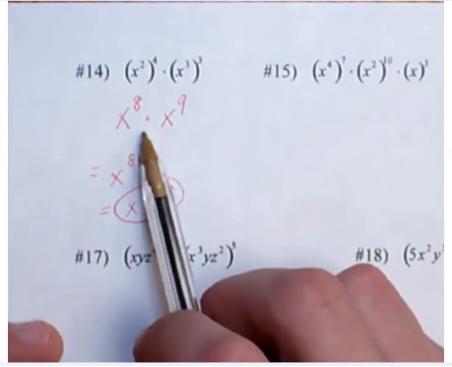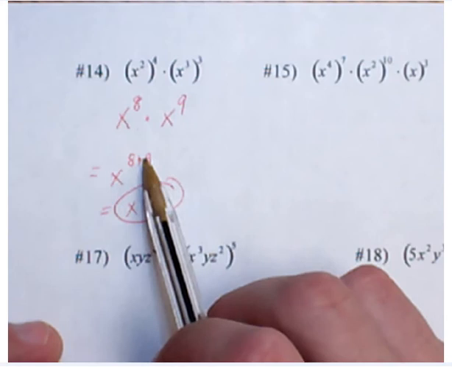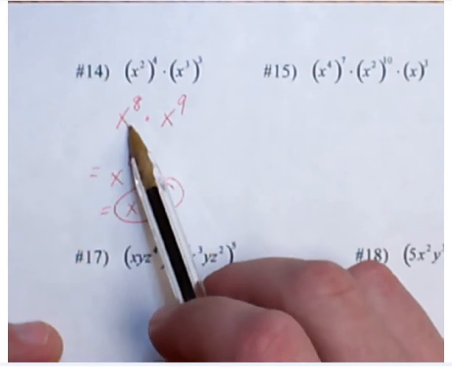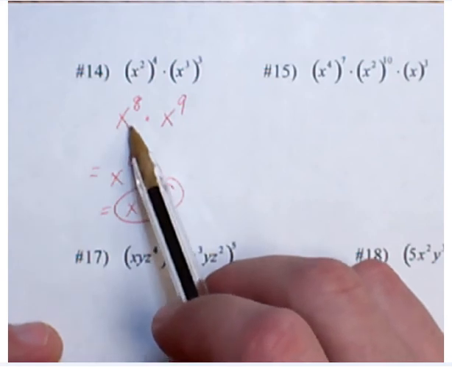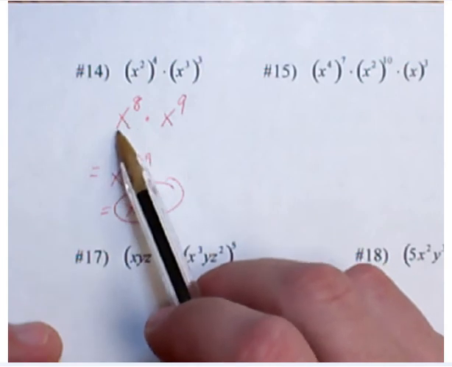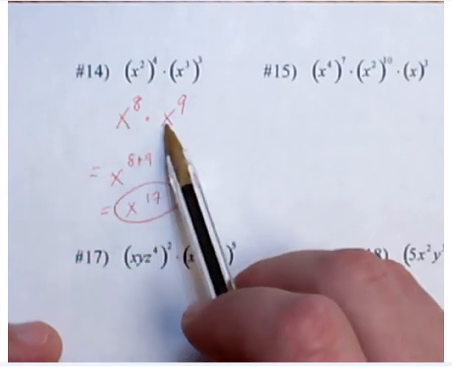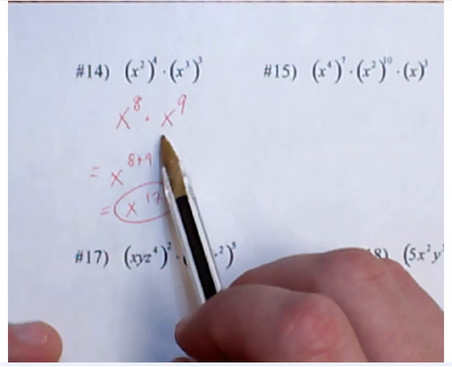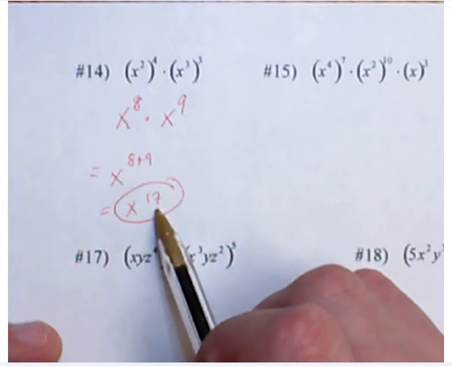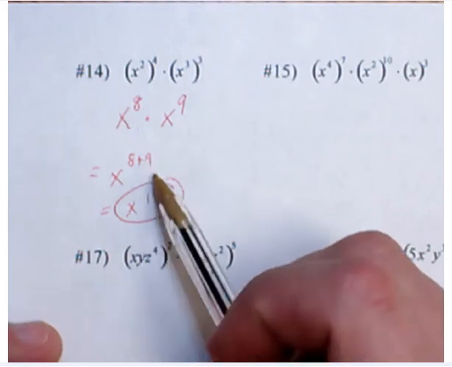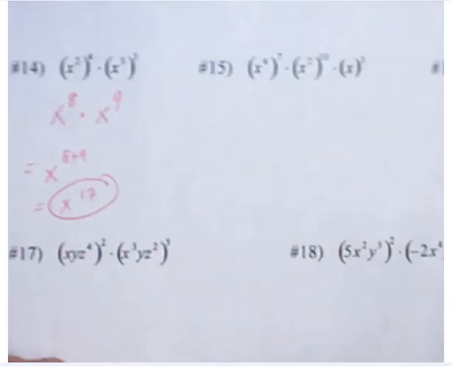If you get confused, why do I add the exponents? Think about expanding this. Write it down, x to the eighth, you'd have to write x 8 times. And then you'd have to write this x 9 times. So how many x's are multiplying? 17. So the shortcut, add those up. All right, let's do 15.